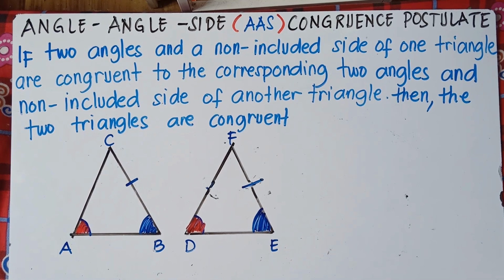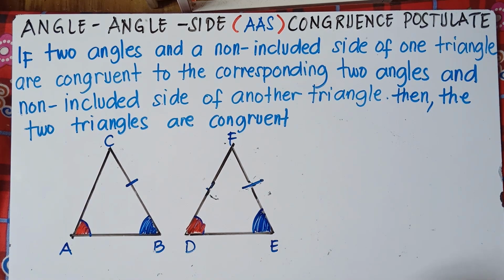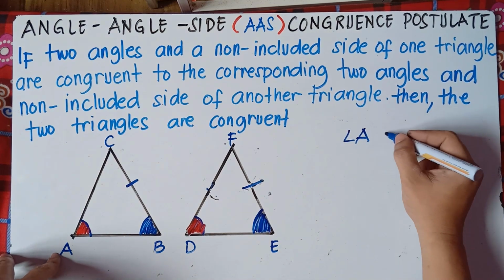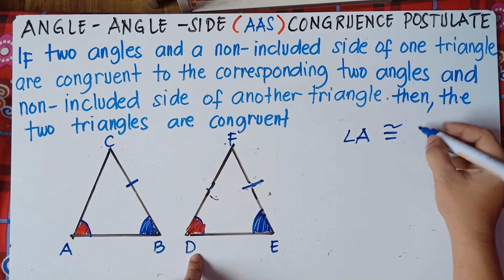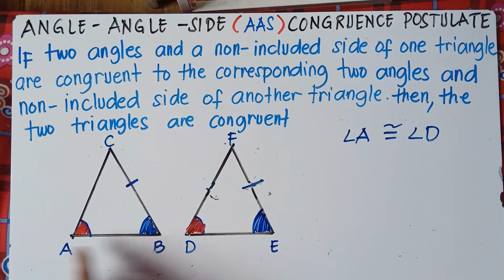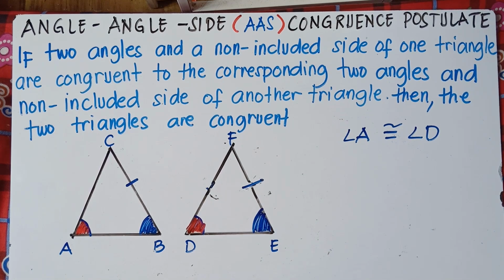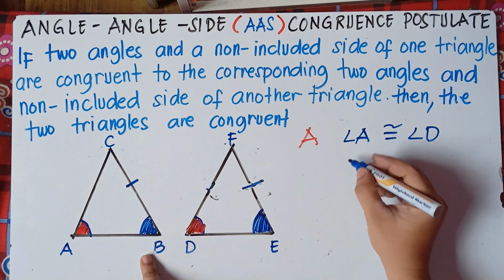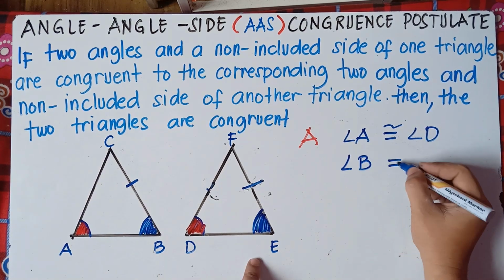If you don't, don't worry. We do have 2 examples right here. We do have many examples for you to really understand this one. Let us check if the 2 triangles are congruent or not. With this given example, we can say that angle A is congruent to angle D. So we have the first angle, A. And we can also say that angle B is congruent to angle E.